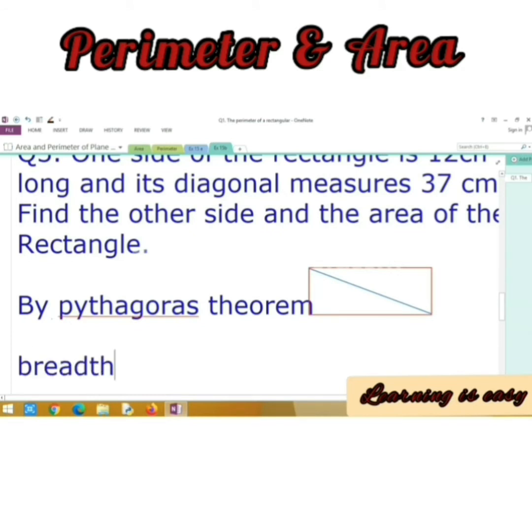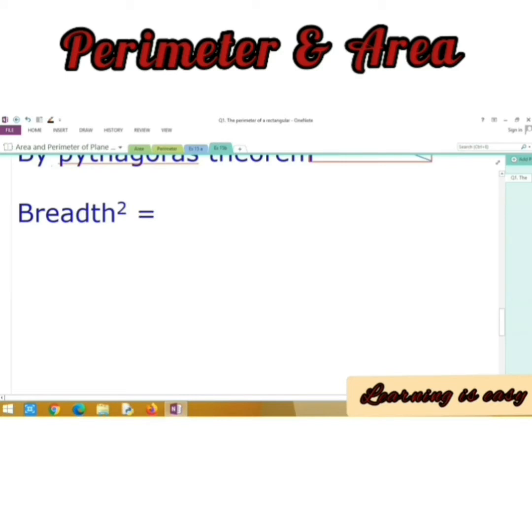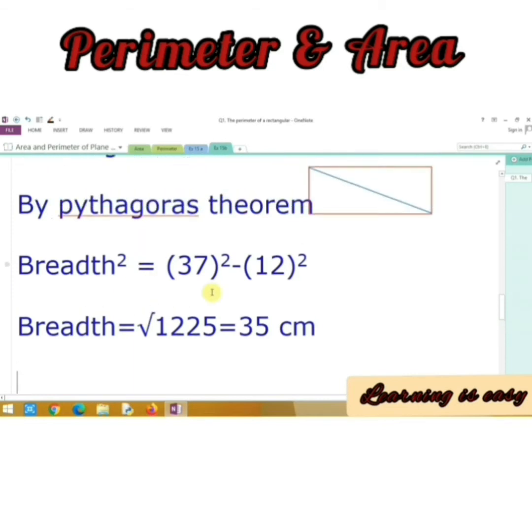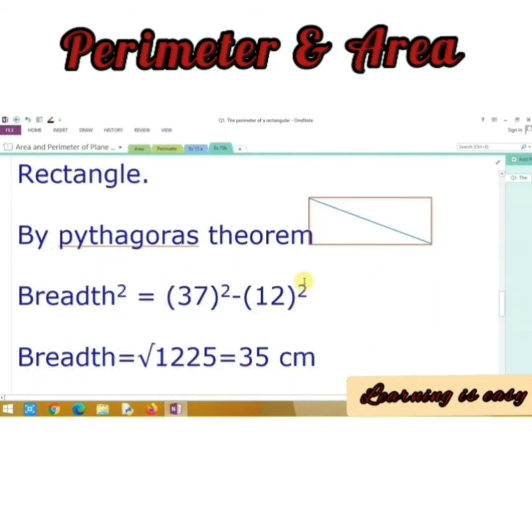So by Pythagoras theorem, diagonal square equal to opposite square plus base square. So here we don't know the breadth. So it's going to be breadth square equal to diagonal square, that's 37 square, minus length, that is 12 square. So the breadth is going to be square root of 37 square minus 12 square, which is 35 centimeter.